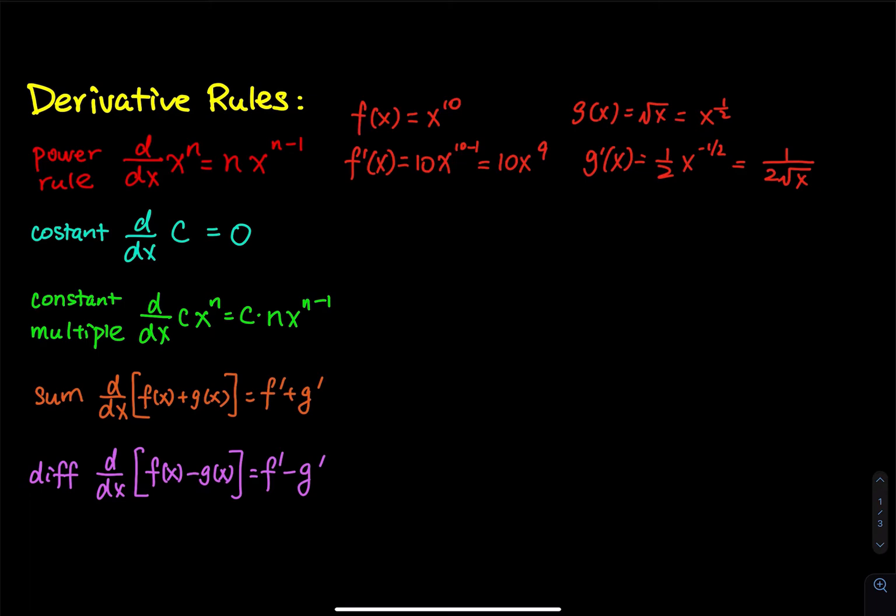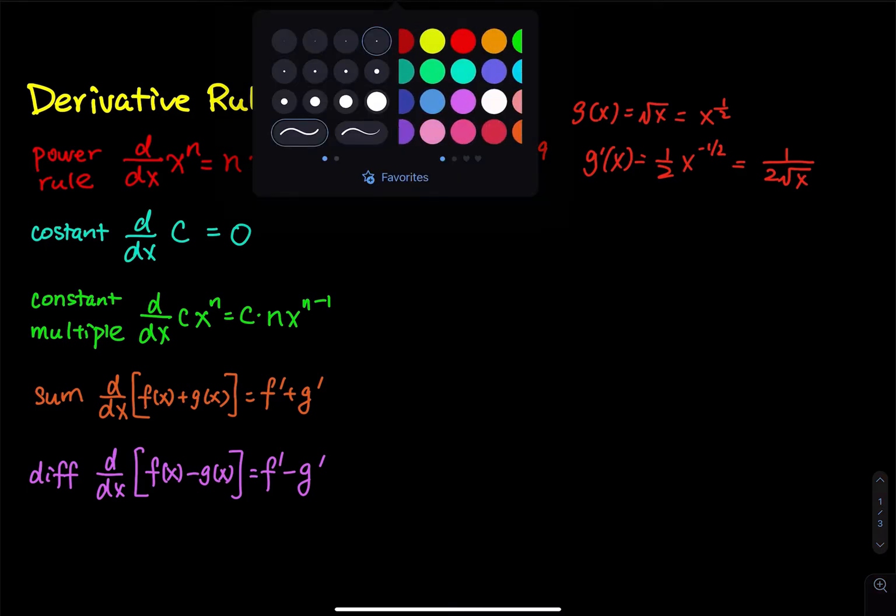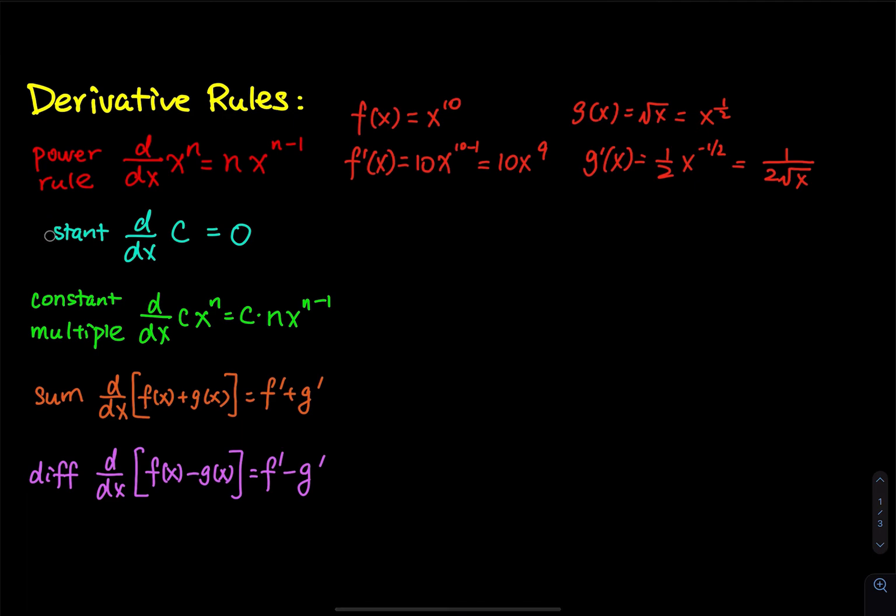The constant rule. I spelled the constant wrong, so let's fix that. So for a constant, the derivative with respect to x of c is equal to 0. So the derivative of a constant value equals 0. So constant rule.